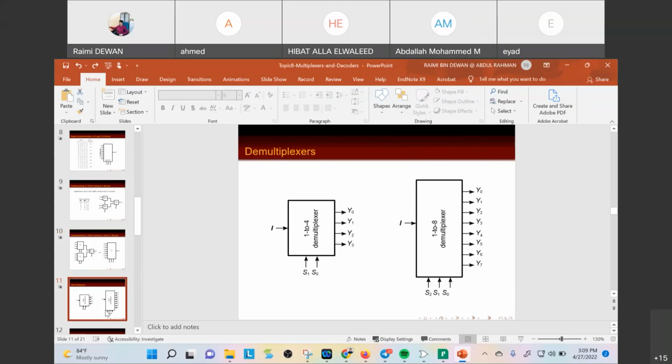Demultiplexer I won't touch today, because we will touch it after.